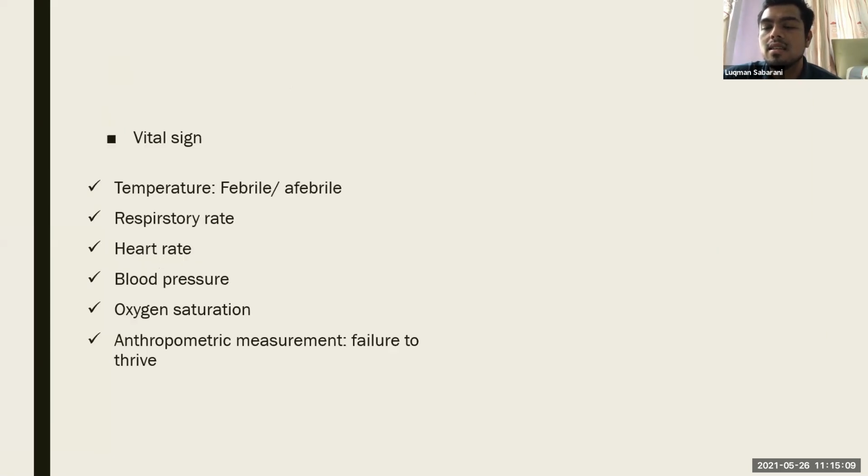Next, we need to get the vital signs of the patient: whether the patient is febrile or afebrile, the respiratory rate, whether the patient has tachypnea, the heart rate, and also the blood pressure. Is the patient hypotensive? Especially because a patient with sepsis can have low blood pressure, and a patient with life-threatening asthma can also have hypotension. And then we need to know the oxygen saturation and the anthropometric measurements, in case the patient has failure to thrive.